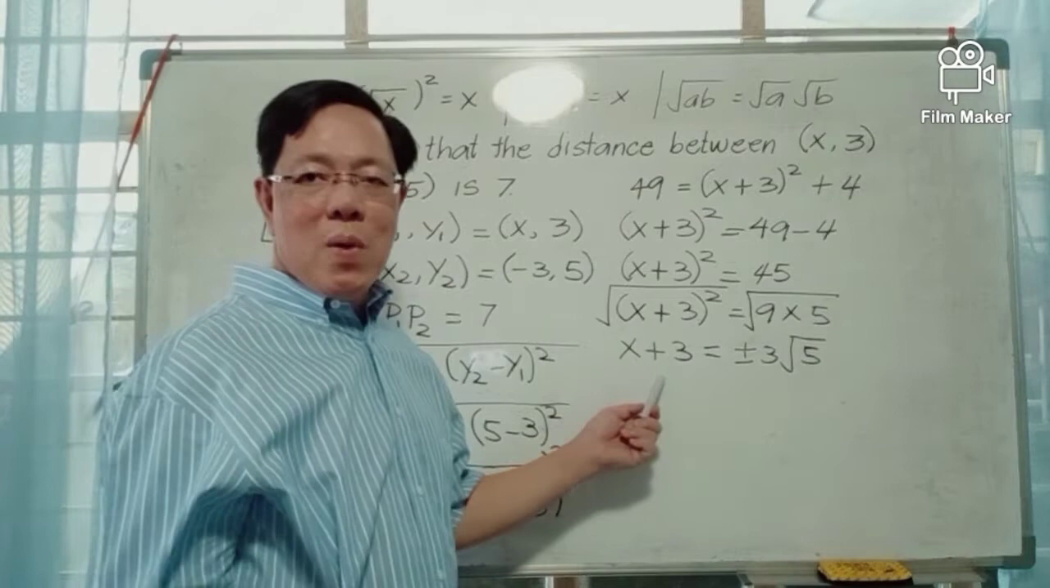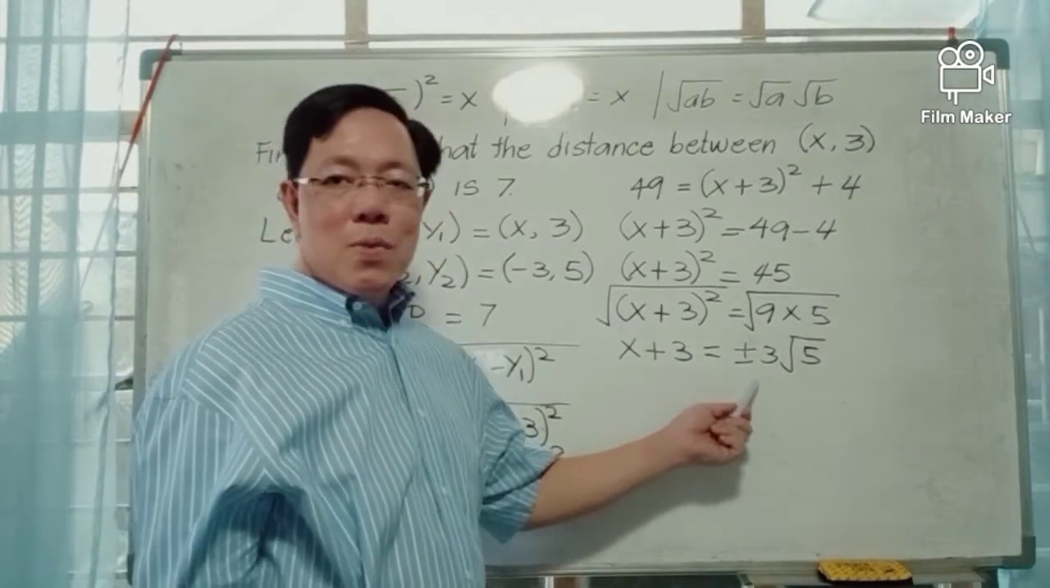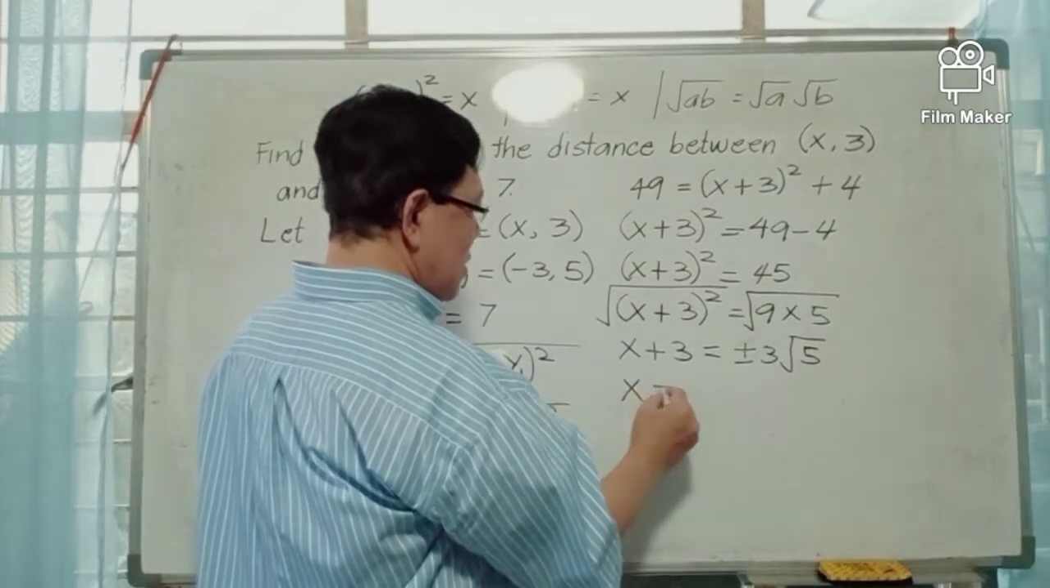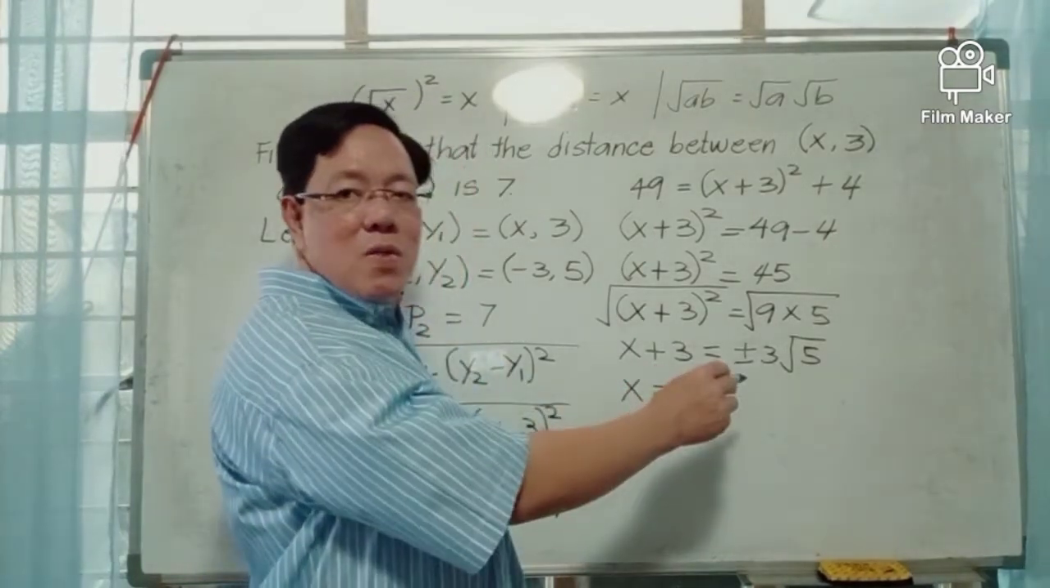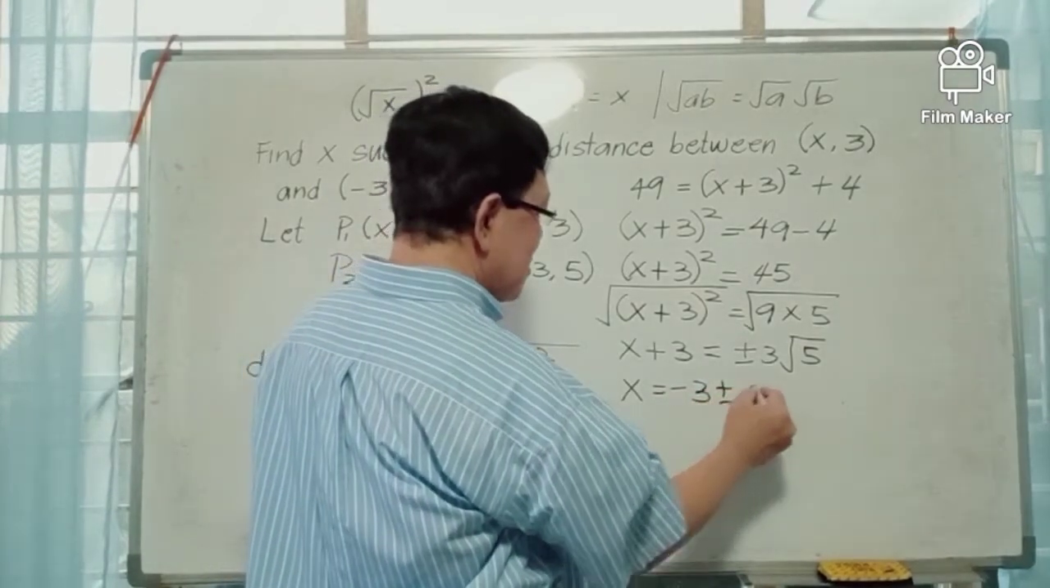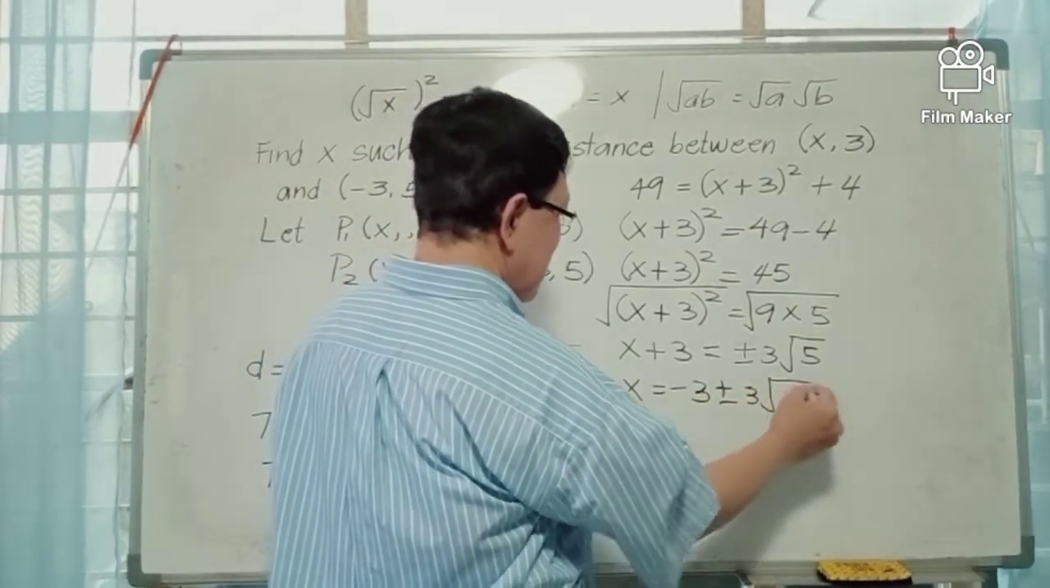Finally, we transpose 3 to the other side. x equals, positive 3 transposed to the right becomes negative 3, plus and minus 3 times the root of 5.